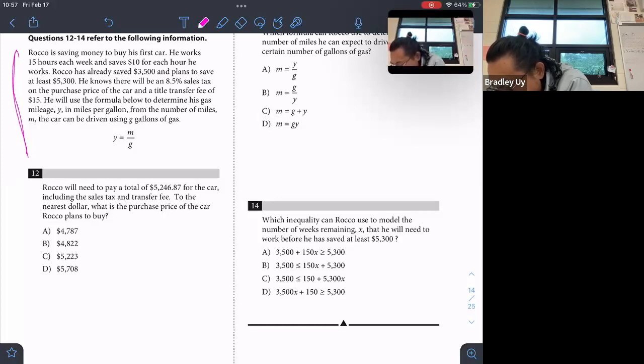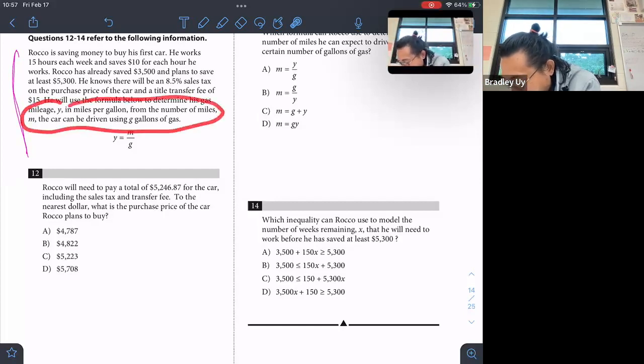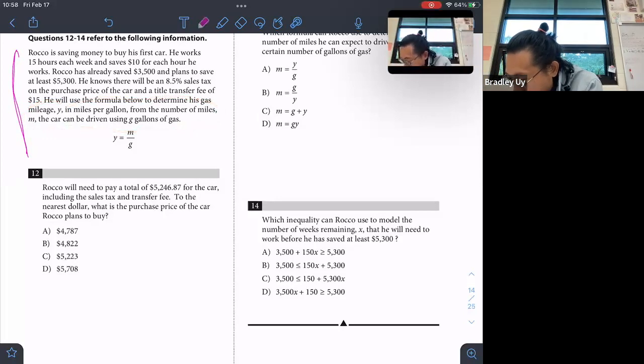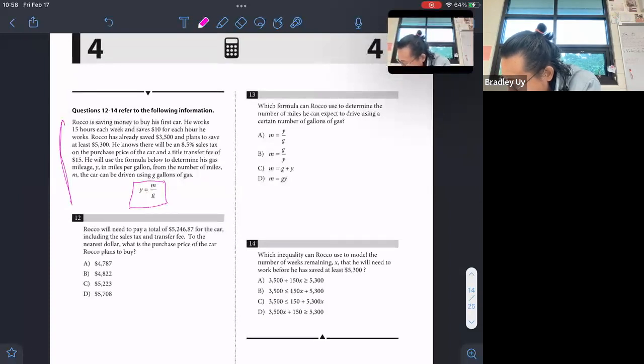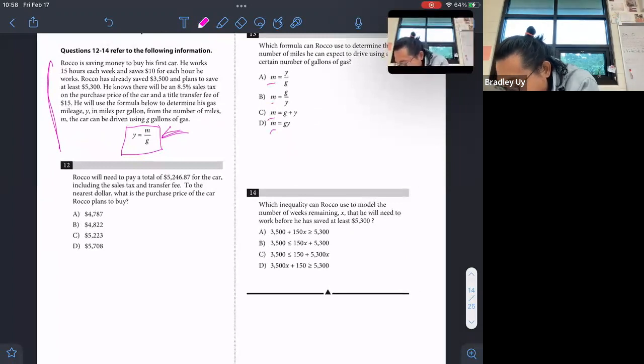He'll use the formula below to determine his gas mileage Y in miles per gallon, very similar to the other problem with pressure and the density, G, force of gravity, and H, the height of liquid. These are just telling you what these variables indicate, okay? So don't get caught up too much. We might just need the equation, and looking ahead for number 13, we are just solving for M. Basically, get M by itself from this equation, but that's number 13. Let's do 12 first. He will need to pay $5,246.87 for the car. This is your total.